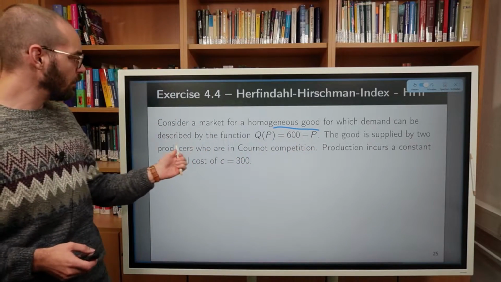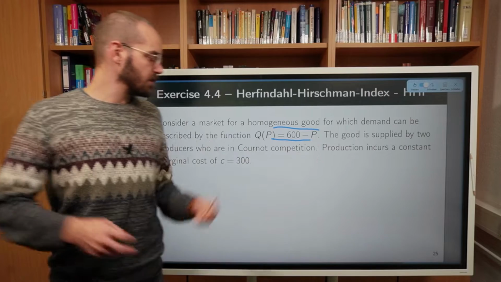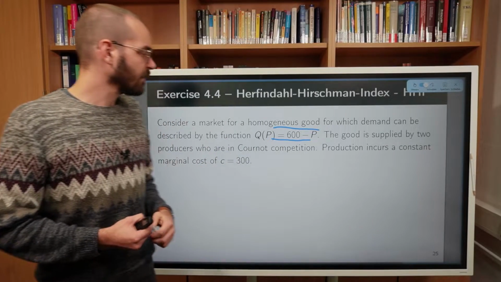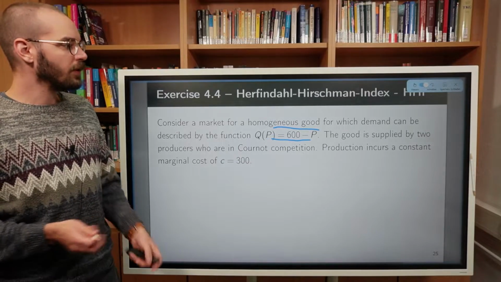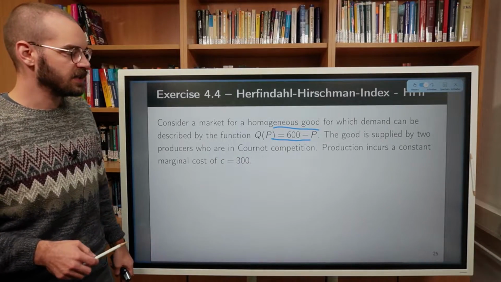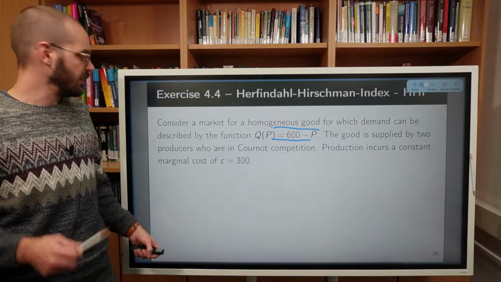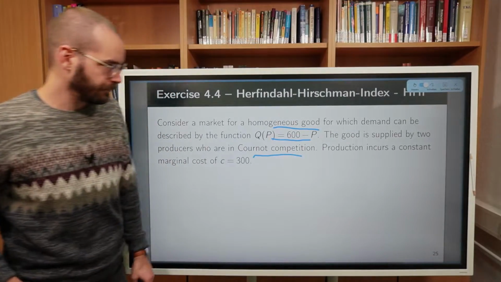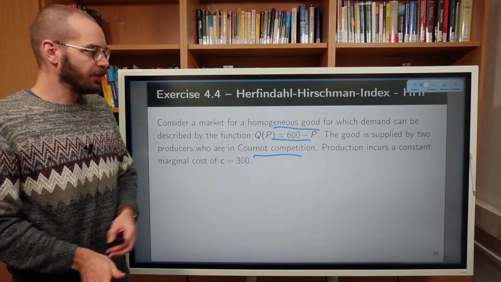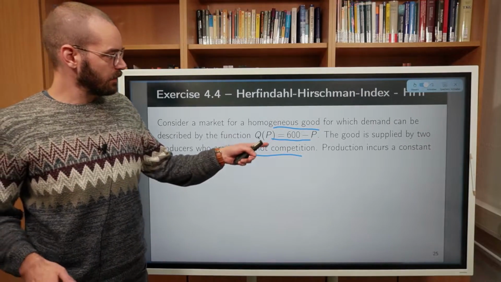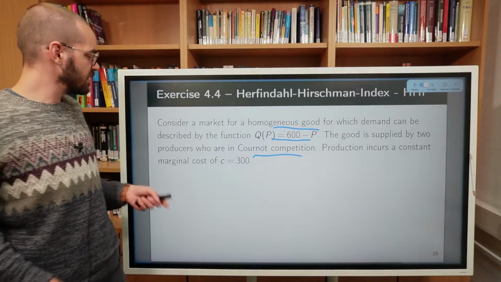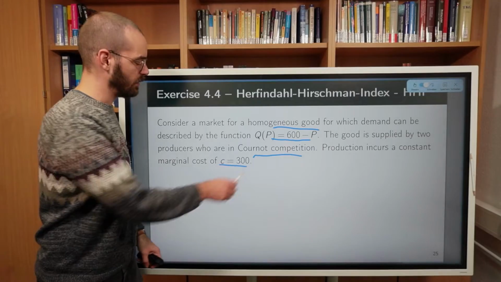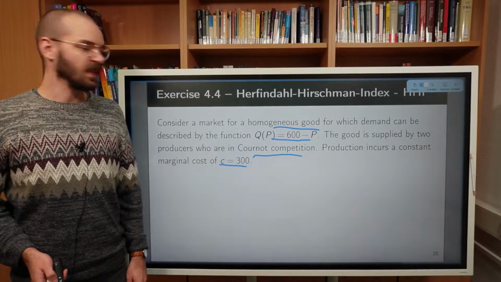We also know the demand function, which reads quantity of price equals 600 minus P. And we are once more assuming that there is a duopoly, so there are two producers that are facing Cournot competition. We furthermore assume that both firms incur the same constant marginal costs of production, which is c equals 300.